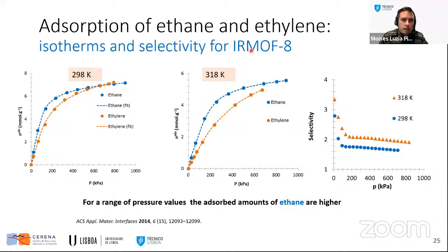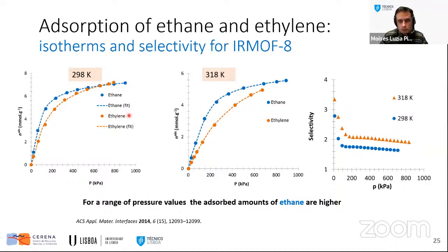And we started our studies on this topic with adsorption in IRMOF 8. In this case, as you can see in here, what we want is a different type of adsorption from the classic materials. Classic materials tend to adsorb more ethylene than ethane. In our case, we were looking for materials that adsorb more ethane than ethylene. And these are not very common ones.